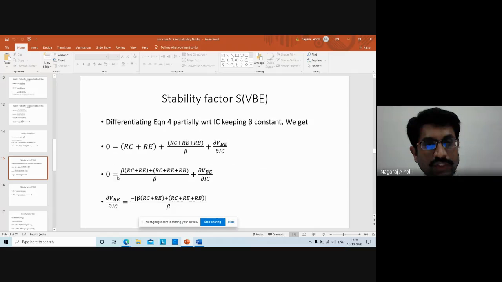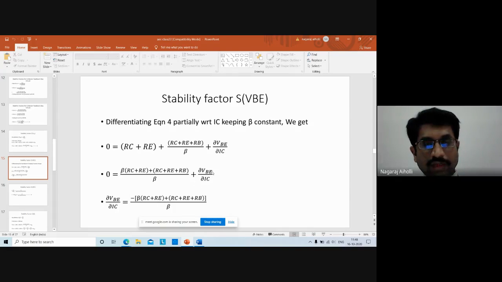Simplify further. 0 is equal to, take this beta, beta is the LCM here, for RC plus RE and the second term. Now beta gets multiplied with RC plus RE as it is the LCM. Therefore, we get beta into RC plus RE plus RC plus RE plus RB, divided by beta, plus dou VBE by dou IC.